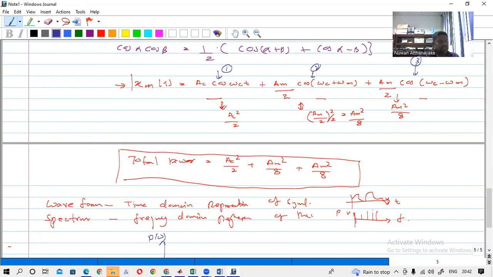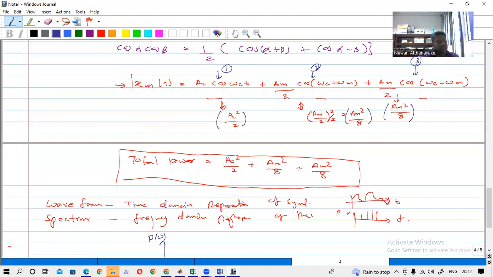If you consider this frequency component, this is the power of that one. If you use this frequency component, this is the power of that one. You can see that this has the highest power, and these are very low power. This is the carrier component, and it has the highest power. So you can see that there are three frequency components.